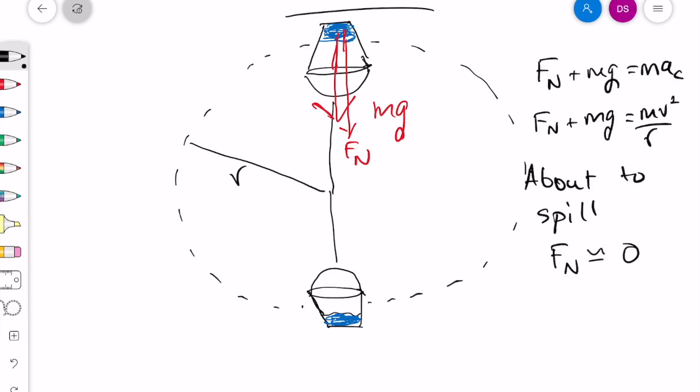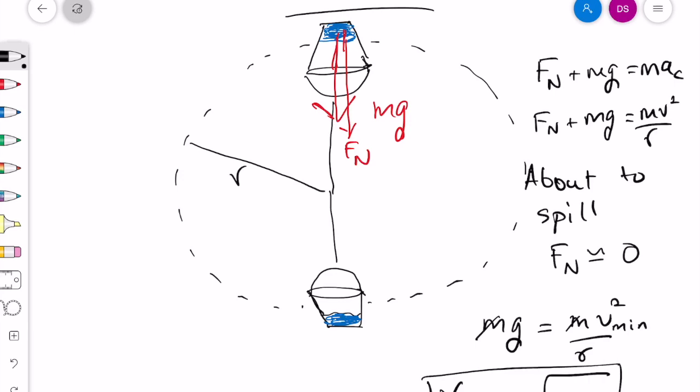If Fn is approximately 0, then mg is equal to mv squared over r, and that v would be the minimum velocity that the bucket can have for the water to not spill. That is the velocity at which the normal force is just a hair above 0. Solving for v minimum, you get the square root of gr, and this is a useful result which often comes in handy.